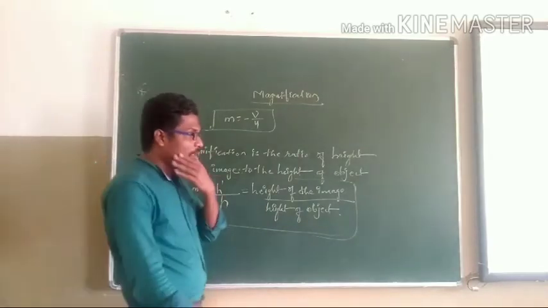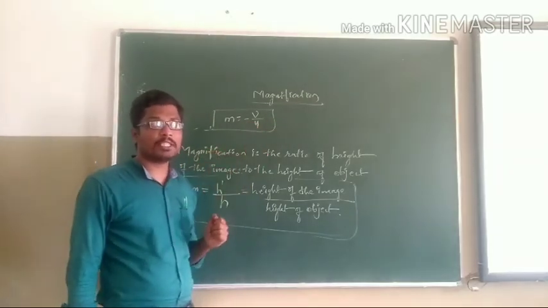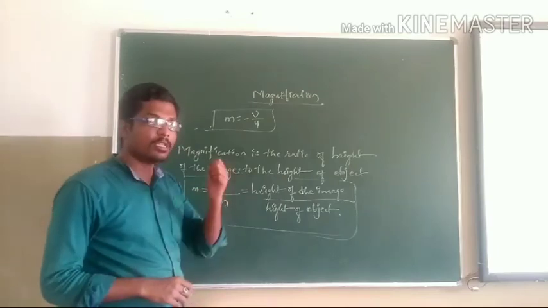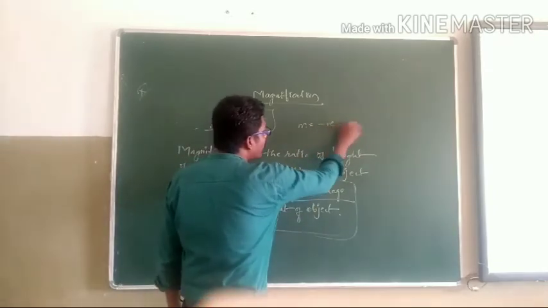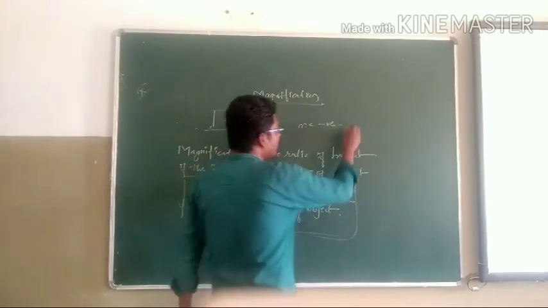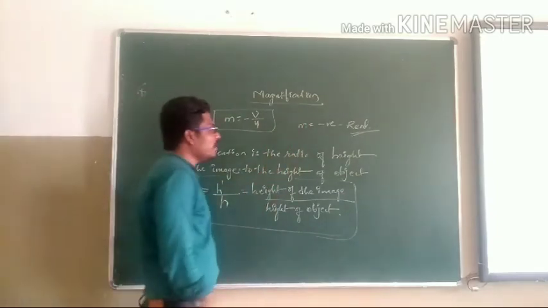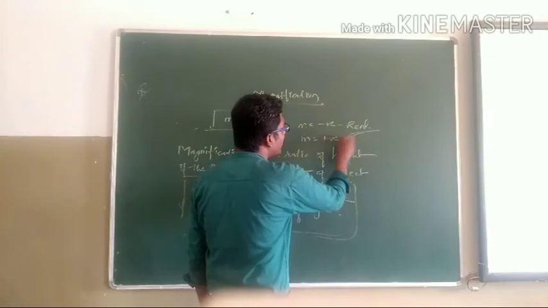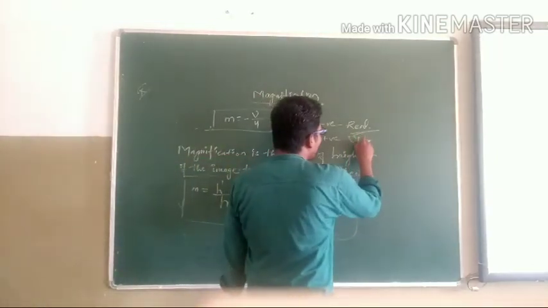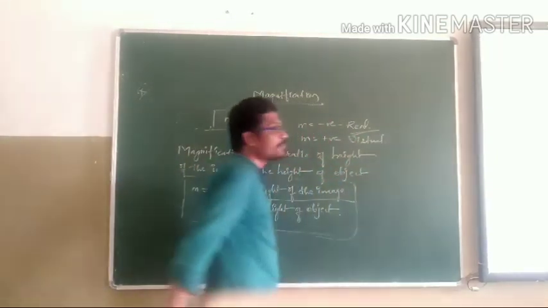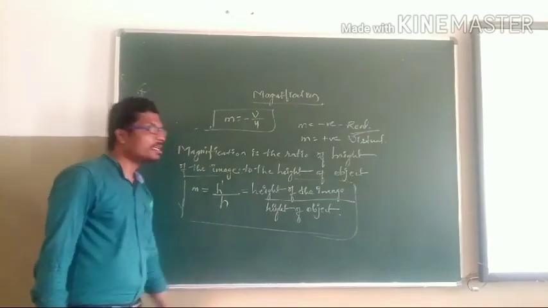And another thing you always remember: if the value of magnification m comes out negative, then the image is real and inverted. And if m comes out positive, then the image is virtual and erect. This is a very simple thing.